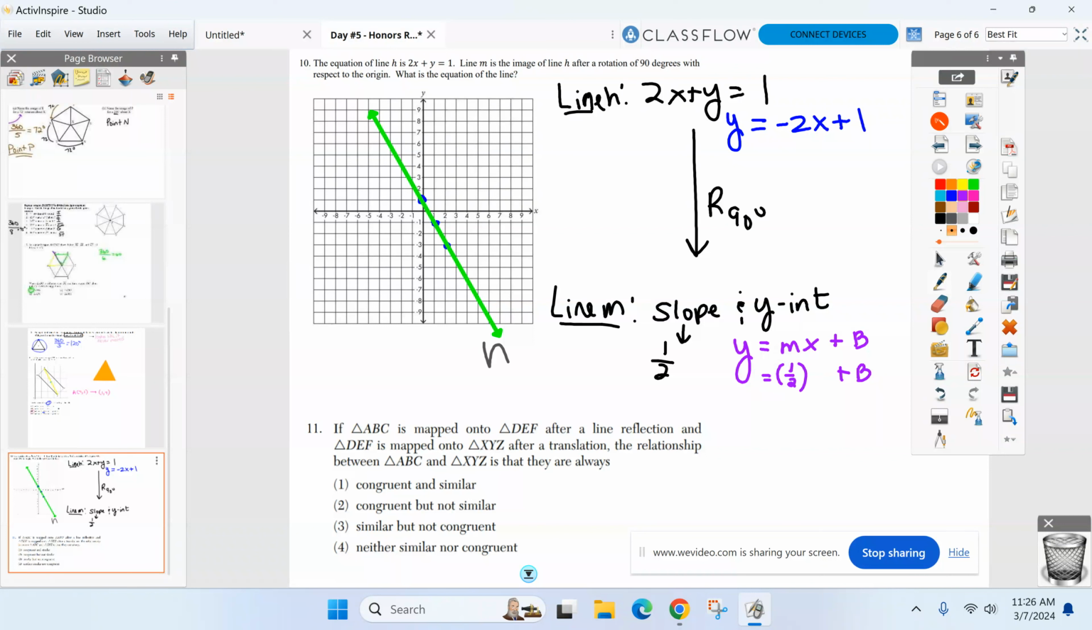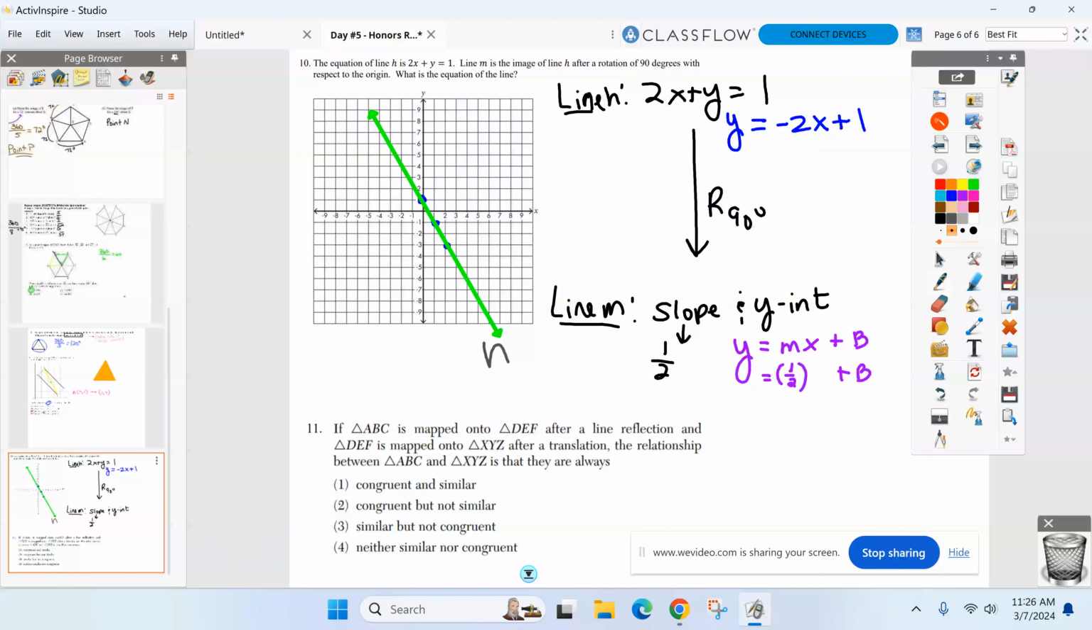What are you doing to this line? You're rotating at 90. Go. Rotate at 90 right now. Clockwise or counterclockwise? Counterclockwise. So after you rotate your paper right now, guys, you are staring at line M. That's what it's going to look like when we go back to the beginning.